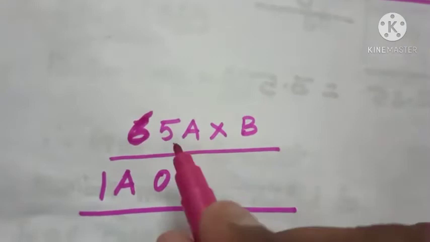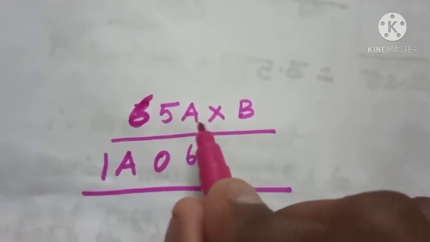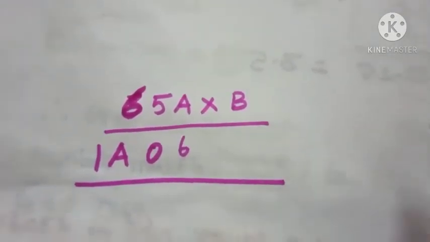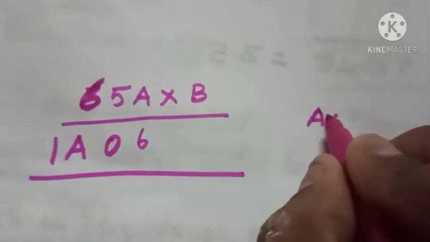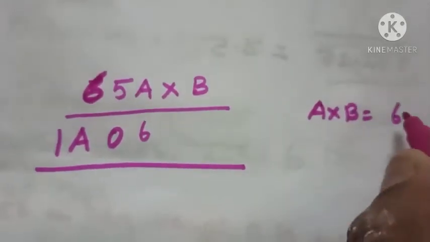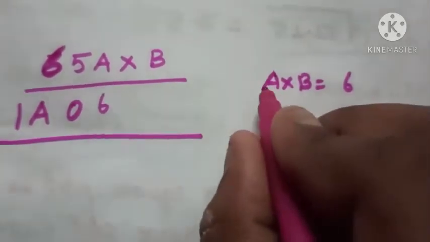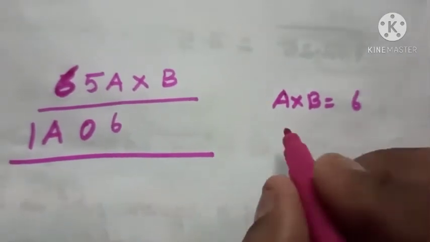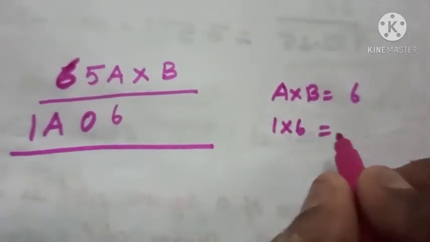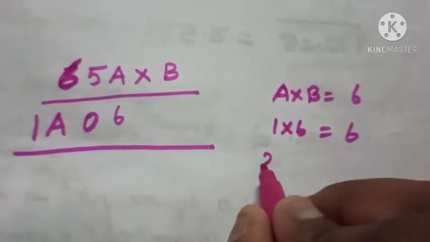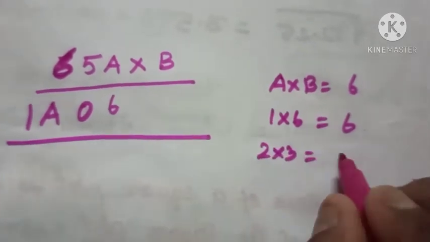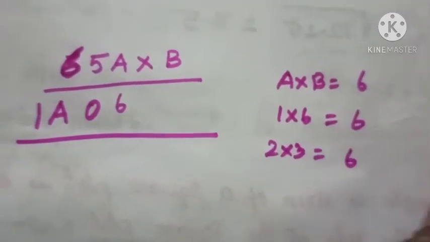For example, we need to multiply first the unit digit, a into b. We need to get 6 in the unit place. For example, a into b is equal to 6. So what are the possibilities? A and b seem to be different values. So 1 into 6 equals 6, 2 into 3 equals 6. So these are the possibilities.